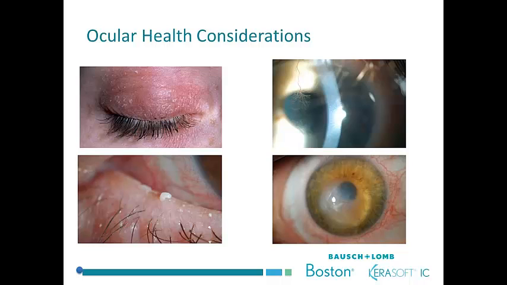You definitely want to do a thorough slit lamp evaluation, not only for ocular health considerations, but also to pay attention to neovascularization. It's very important with the irregular cornea patient. And the reason I bring this up is because your endpoint treatment, if you cannot fit them with a contact lens, ends up being a corneal transplant.